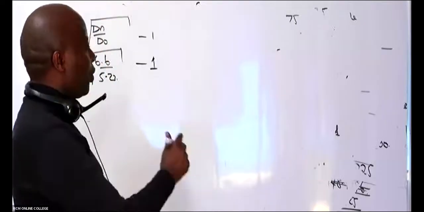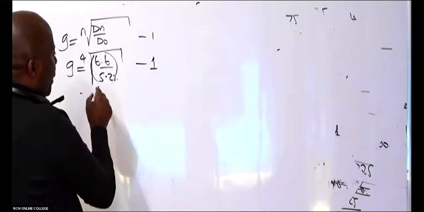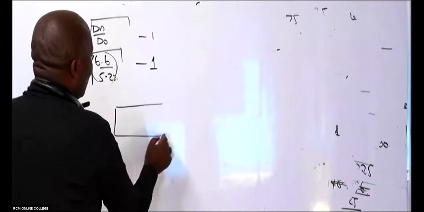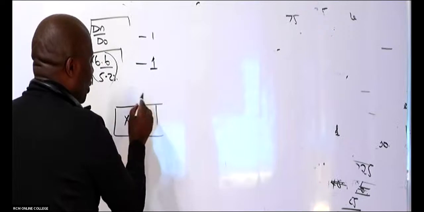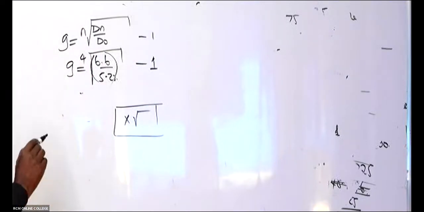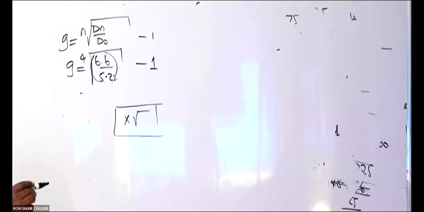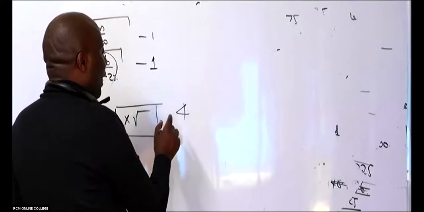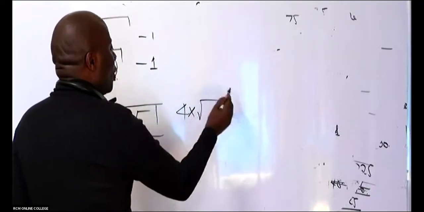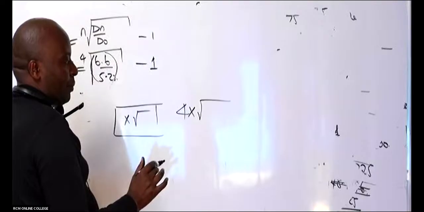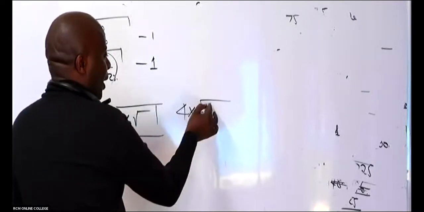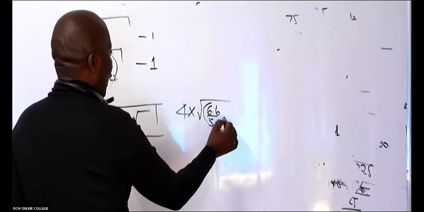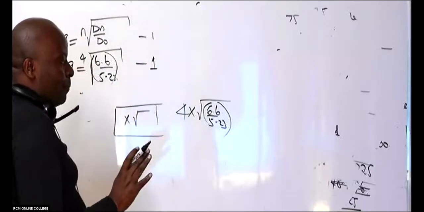So don't forget, put this in brackets. First of all, you say 6.6 divided by 5.23. And then on your calculator, look for something called x root. Once you see that x root, you say 4, and then you press shift for this x root to be shown on the screen. Once it's shown, you can put 6.6 divided by 5.23 into brackets, close bracket, and press equals.